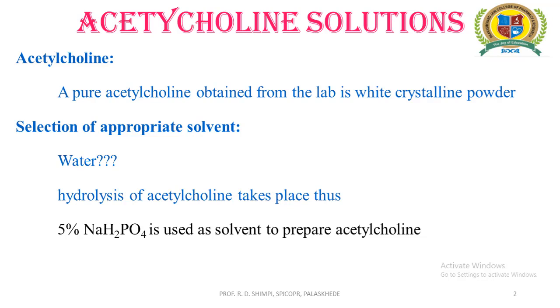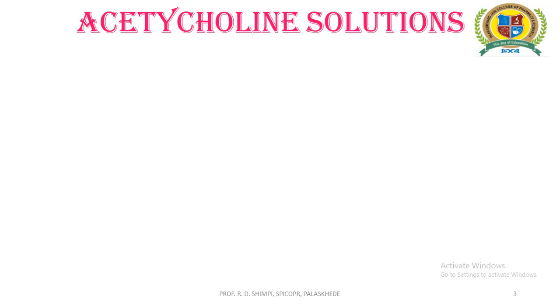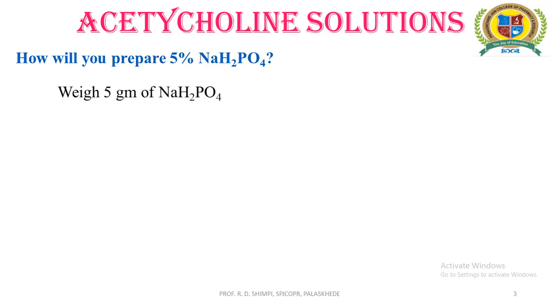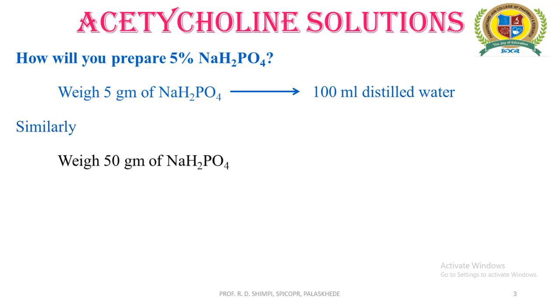So now let us first of all learn how exactly this 5% sodium dihydrogen phosphate can be prepared. It is very easy. You need to weigh 5 gram of sodium dihydrogen phosphate, and once you weigh this, it is dissolved in 100 ml of distilled water. So simple. If you want to prepare 1000 ml of 5% NaH2PO4, you need to weigh 50 gram of NaH2PO4 and dissolve it in 1000 ml of distilled water.